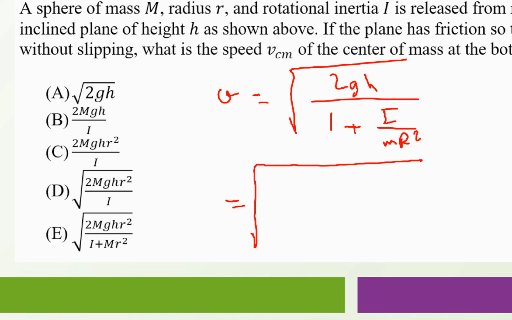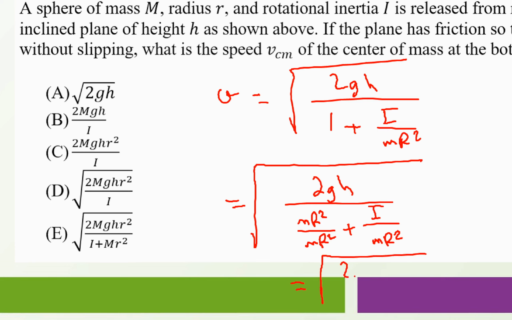Here we can do the common denominator, so that would be 2gh over mr squared plus I over mr squared. Here we can do the common denominator and we can take mr squared out, so that would be the radical of 2gh mr squared divided by I plus mr squared, which makes E the correct answer.